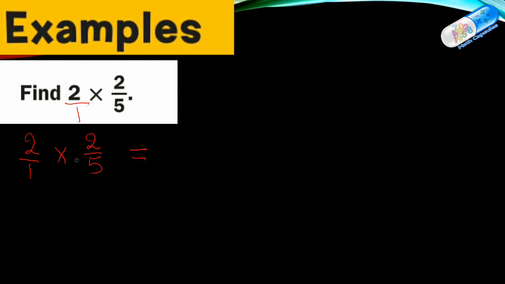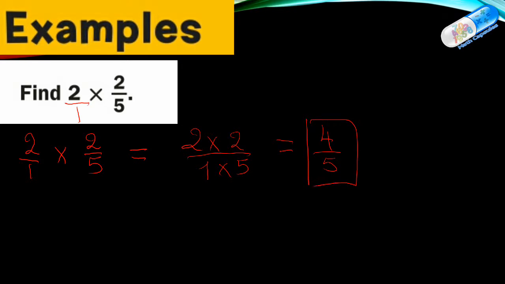And in multiplication, you multiply numerators together, so you multiply 2 times 2, and you multiply denominators together, which is 1 times 5. Now 2 times 2 is 4, and 1 times 5 is 5. Is this the simplest form, or do we have to simplify more? Yes, this is the simplest form, so we just leave it like this.